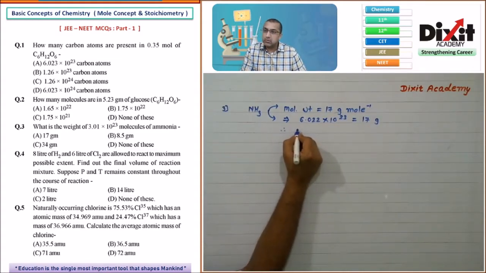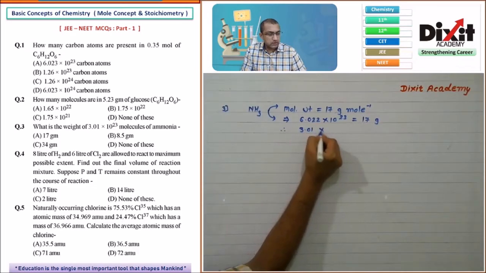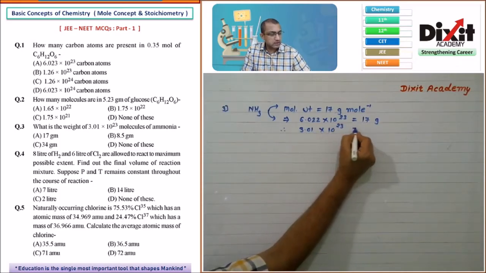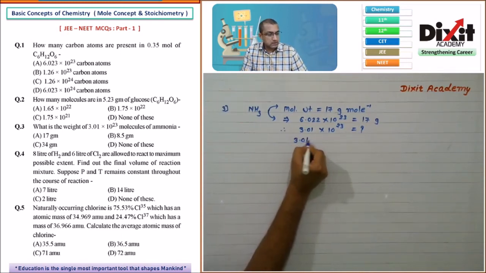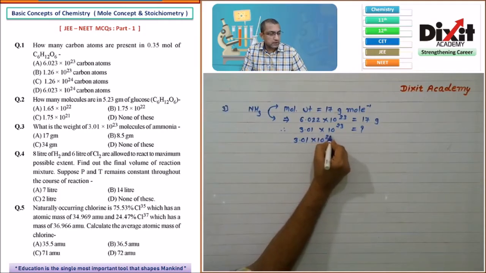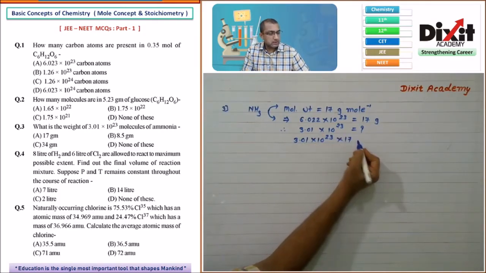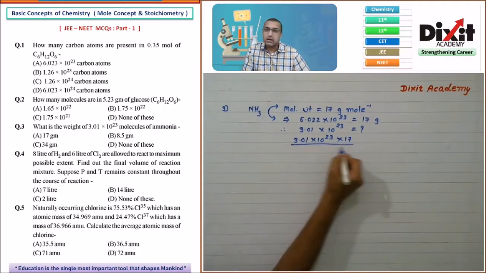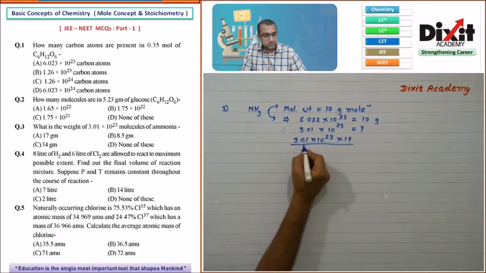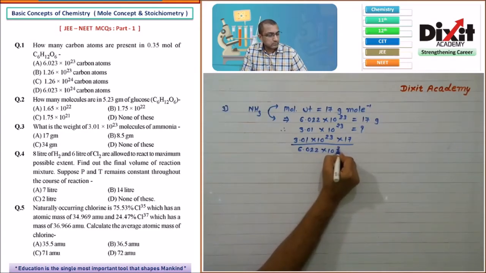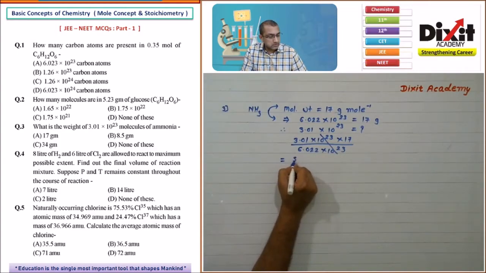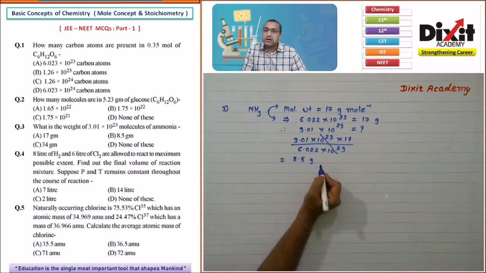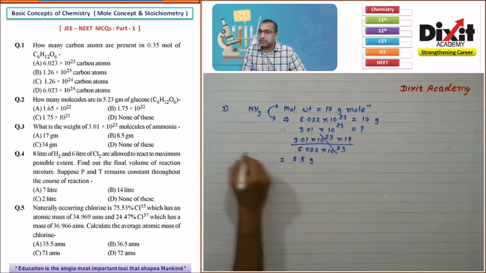Therefore, given molecules, 3.01 into 10 raised to 23, will weigh how much? Cross multiplication and get the answer. 3.01 into 10 raised to 23 into 17 divided by Avogadro's number. On simplifying, we get the answer 8.5 grams ammonia. So option is B.